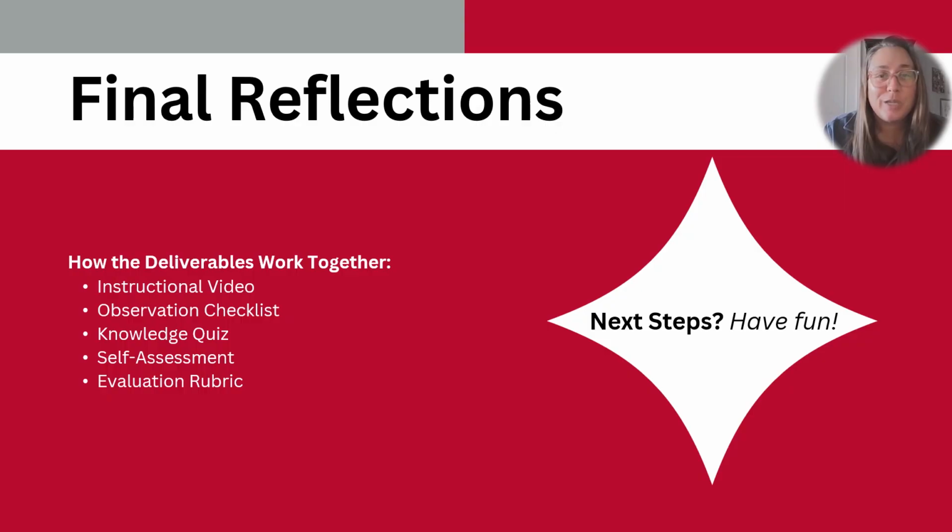In conclusion, we can review how all the deliverables work together. The instructional video introduces rules and demonstrates how to play. The reference card supports players during the game so they don't have to rely on memory. The observation checklist will measure the accuracy and performance in real time. The knowledge quiz checks initial understanding. The self-assessment helps learners reflect on the instruction and the aids provided. And finally, the rubric evaluates the overall comprehension.